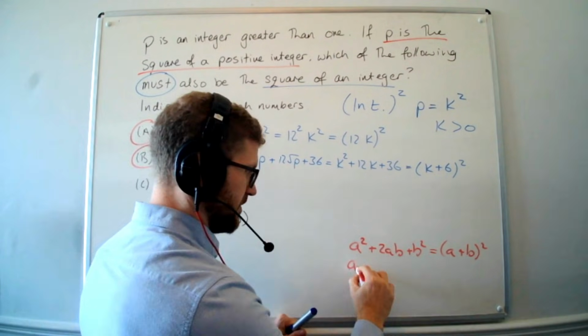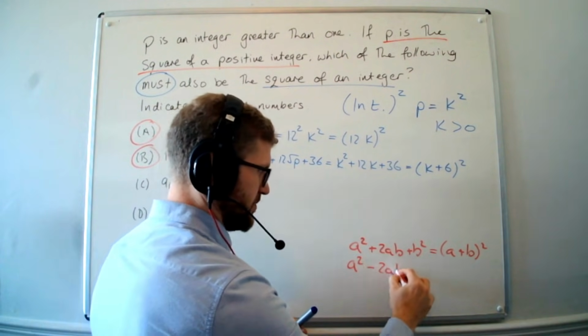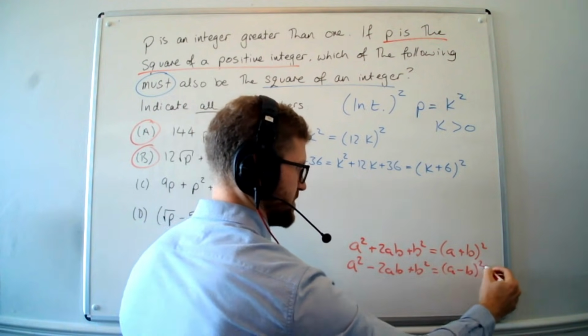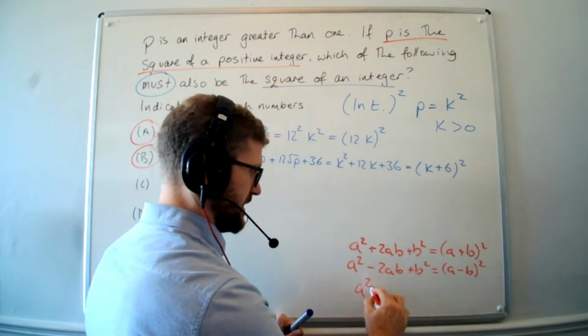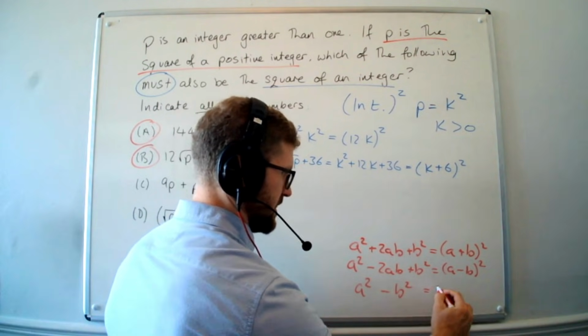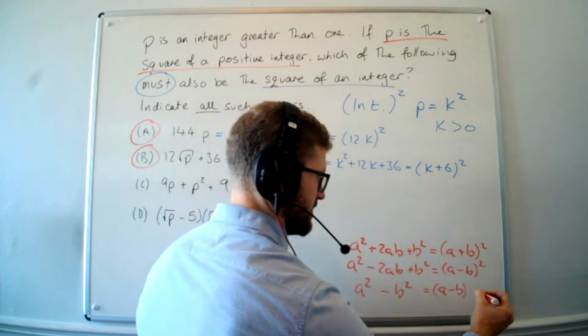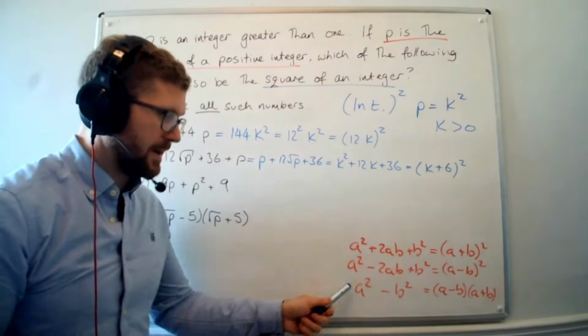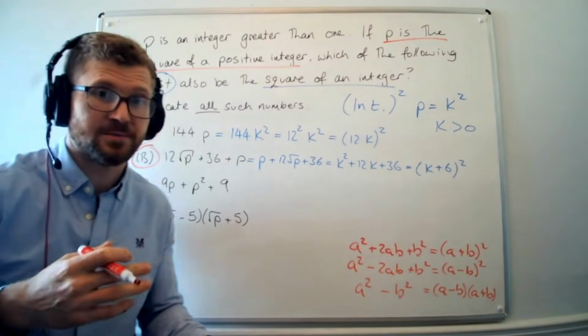The second one, very similar: a squared minus 2ab plus b squared. That's a minus b squared. And the final one, a squared minus b squared. You might see that written as a minus b times a plus b. And that bottom one is also known as the difference of squares.